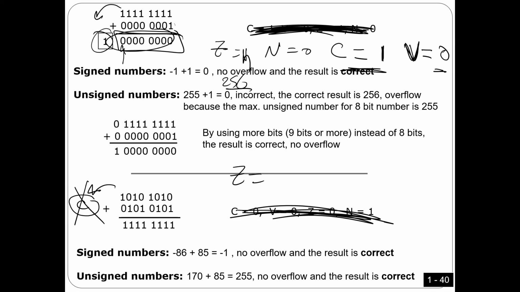Zero flag. This is the result here. Again, the carry is not a part of the result. This is the carry. What's the zero flag? Zero. The result is not zero.